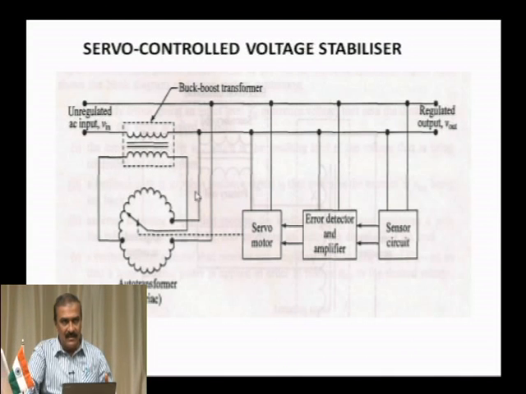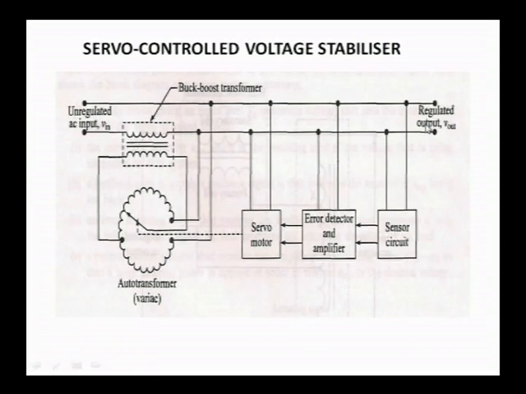This is your variac. Now this block diagram you have to write. This is the sensor circuit which senses the variation in voltage. This sensor circuit feeds an error detector and amplifier. If any amplification is required, you can amplify this and run the servo motor.